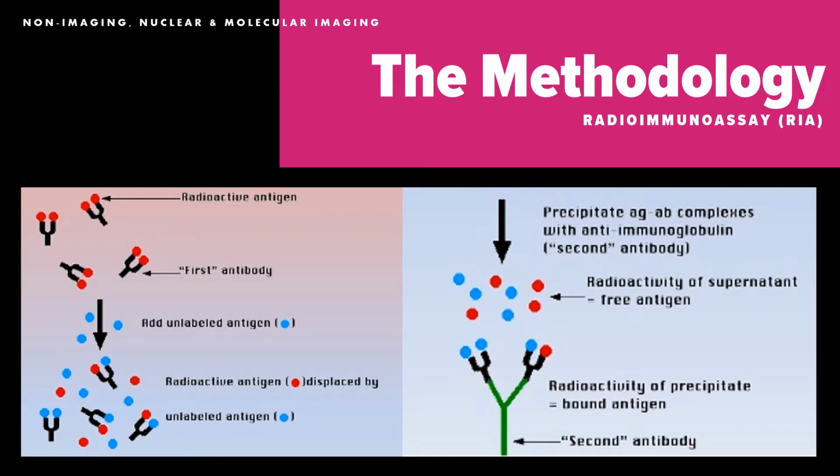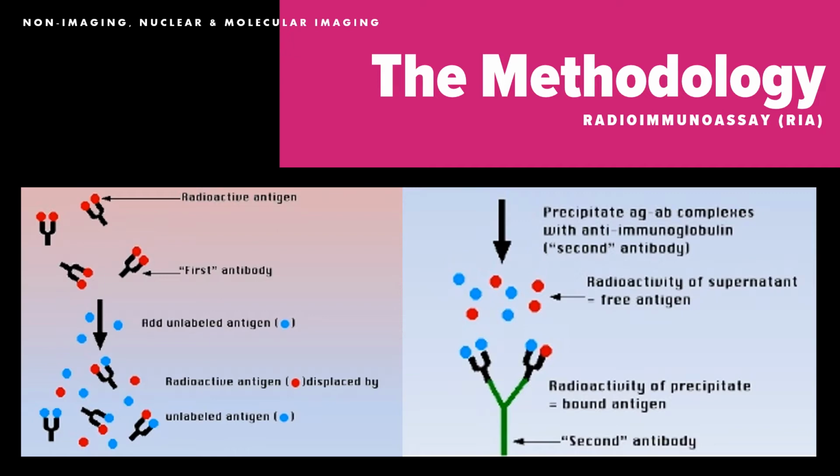So you have the precipitation using the second antibody. The second antibody will bind to this labeled antibody, and then this will be precipitated, and you will measure this. The unlabeled one will be available in the supernatant, so you have all the free antigen regardless of whether it is labeled or unlabeled, and then in the precipitation you have this one that is bound to the secondary antibody.